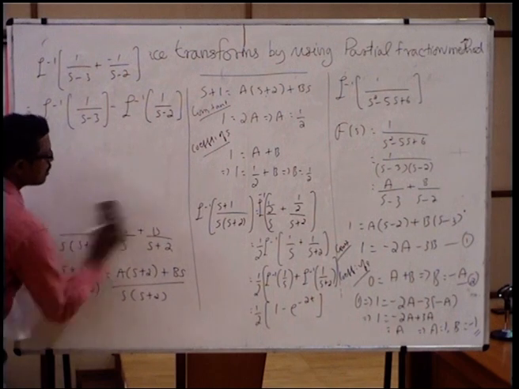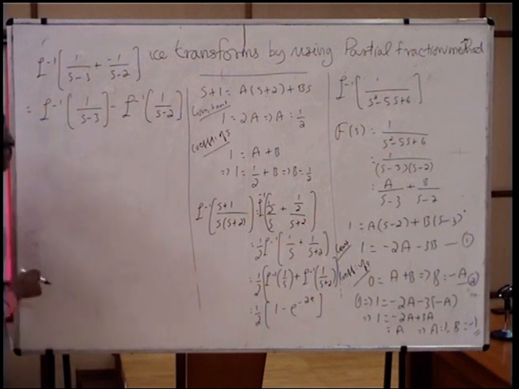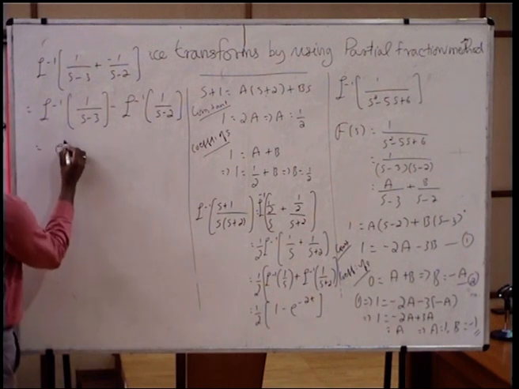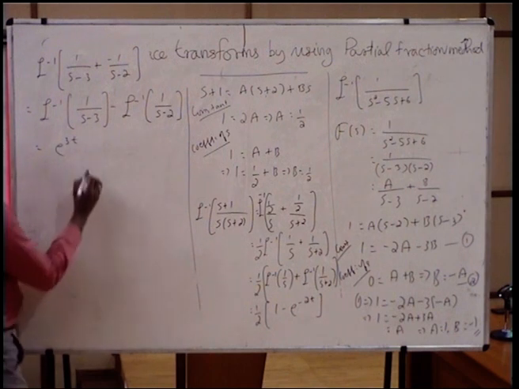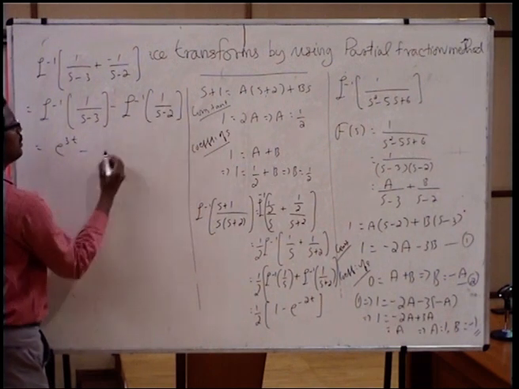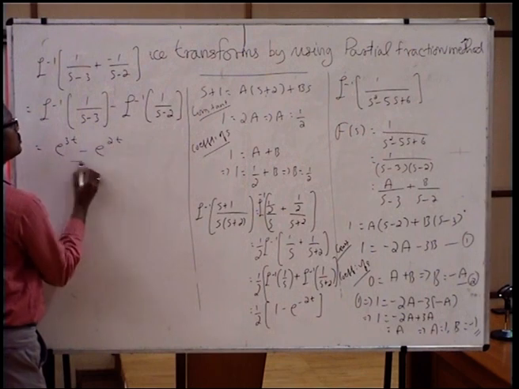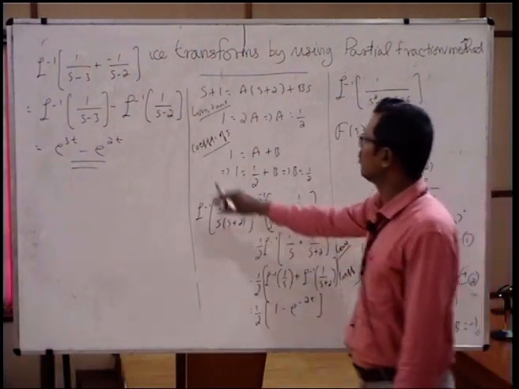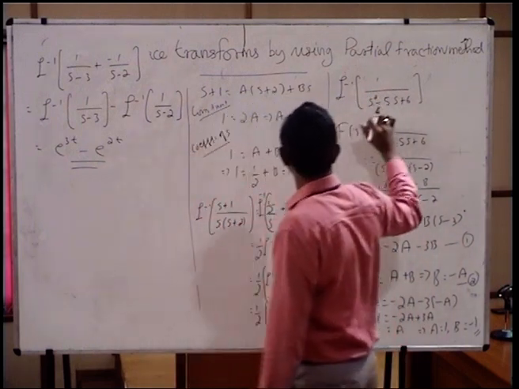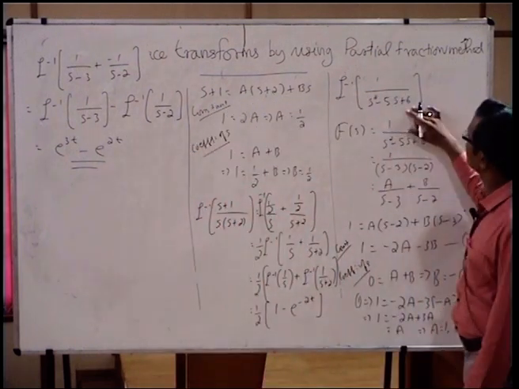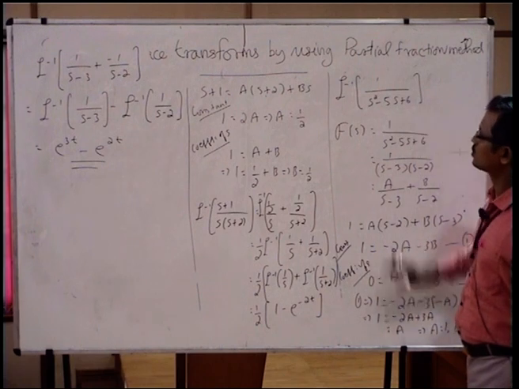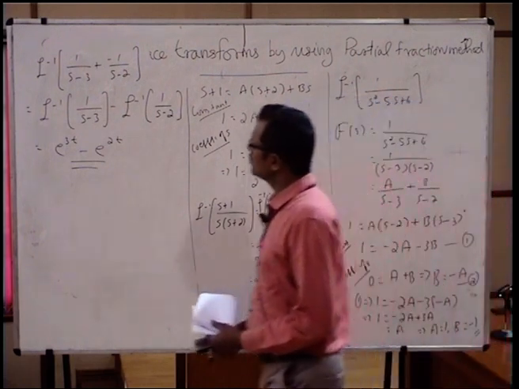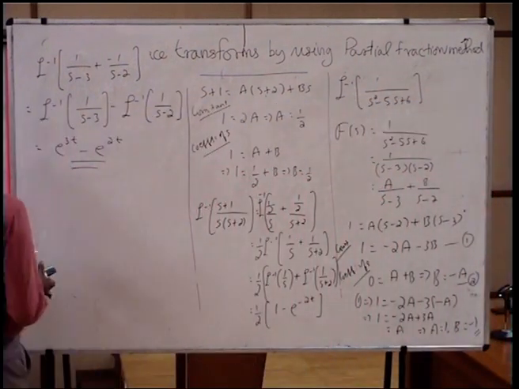Therefore, L inverse of 1 by s minus 3 is e raised to 3t, minus L inverse of 1 by s minus 2 is e raised to 2t. So we get the inverse transform of the function 1 by s square minus 5s plus 6. Now consider another example.